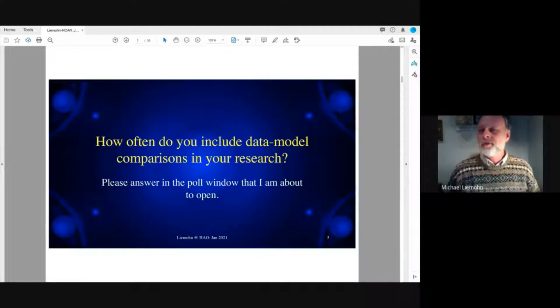So a lot of people are saying usually you include some sort of data model comparison in your research. Okay, all right. So thank you very much for participating in that one. So now let me continue on.